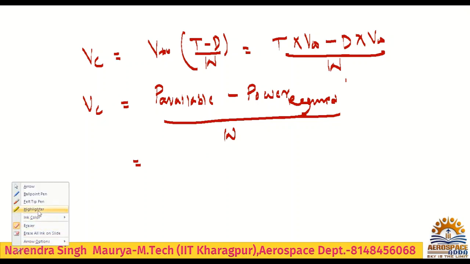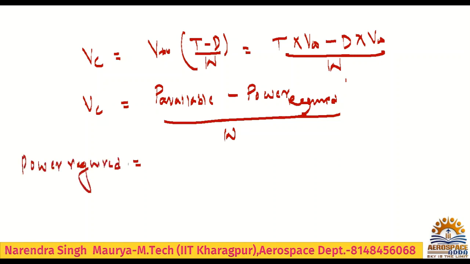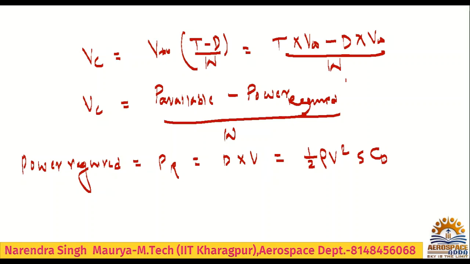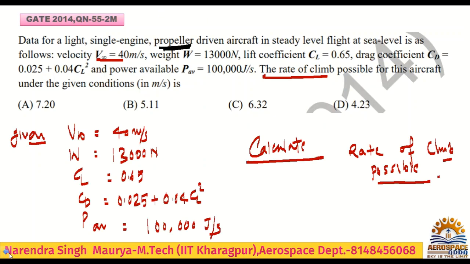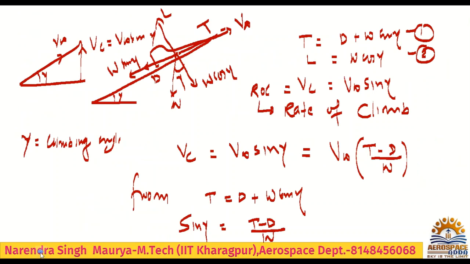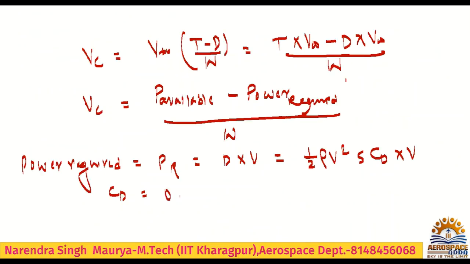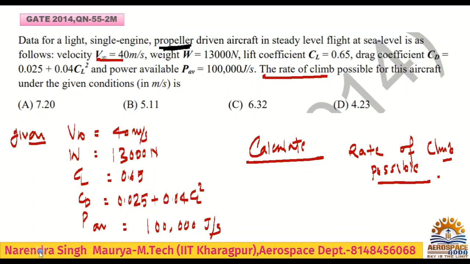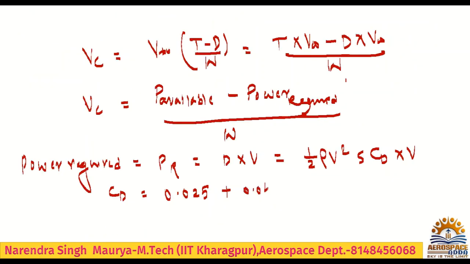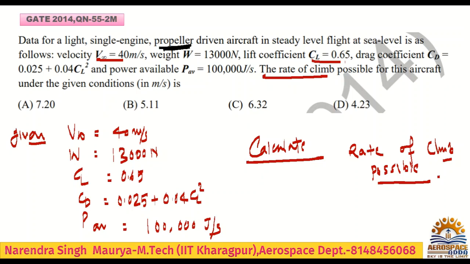Okay, we need to calculate the power required PR, which is nothing but drag into velocity. What is drag into velocity? Half rho V square S into CD into V. Check, CD is given as 0.025 plus 0.04 CL square. Check. Okay, CL is given as how much? 0.65.